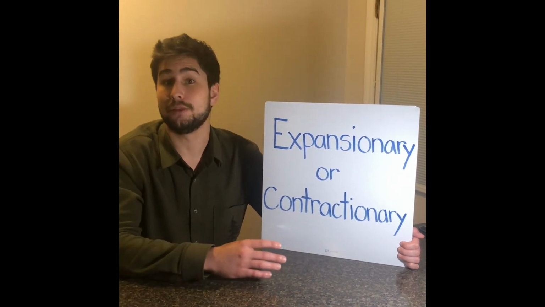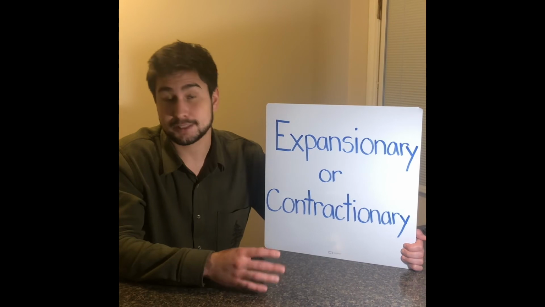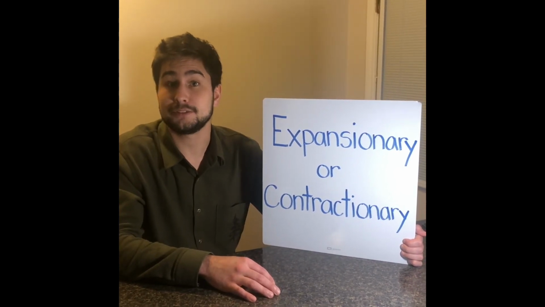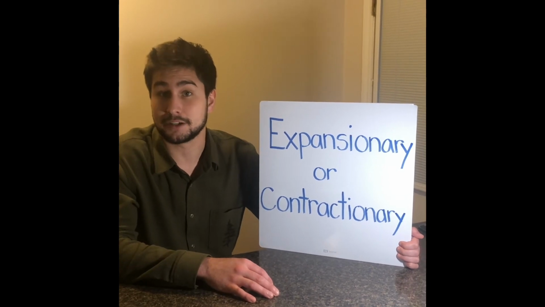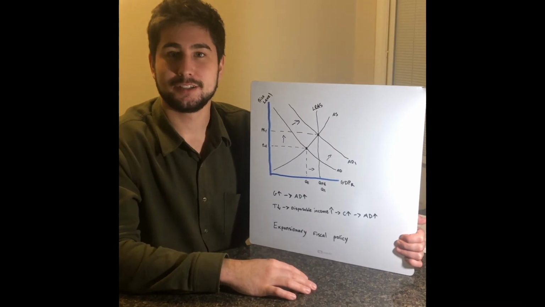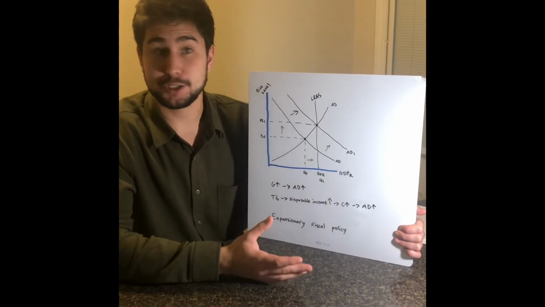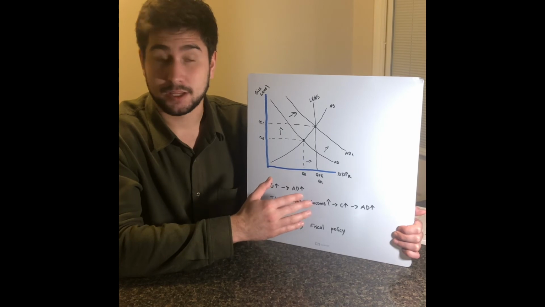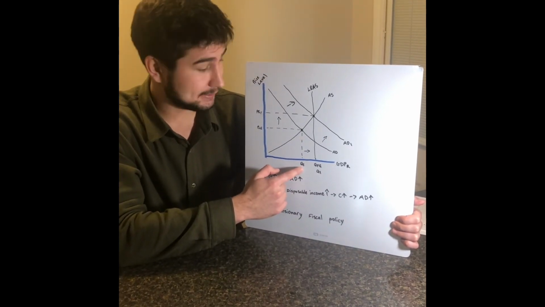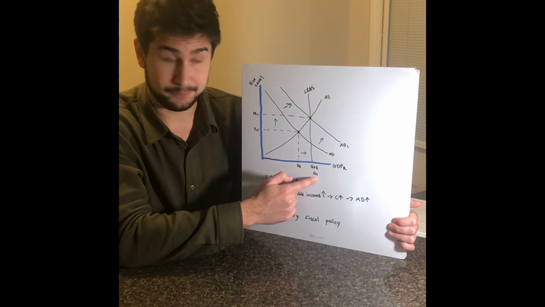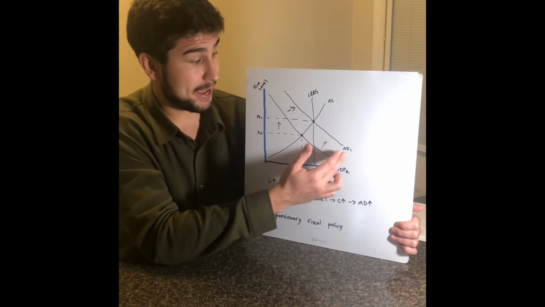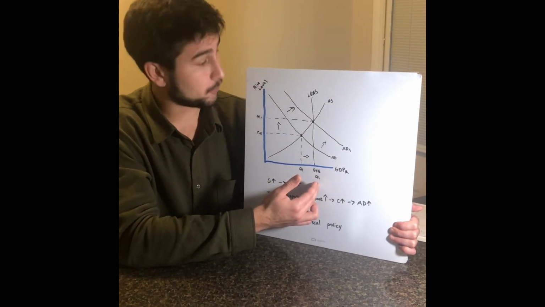So now that we know the basics of fiscal policy, let's put some of this knowledge to some graphs and see how a government can use fiscal policy to stimulate an economy out of a recession. So here we have an economy in a recession with a negative output gap. We can tell it's a negative output gap because our actual output is less than our potential output. So the government needs to increase our aggregate demand to get us to full employment.